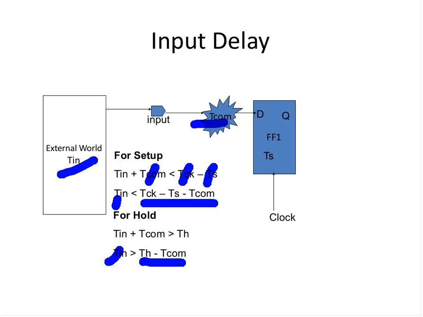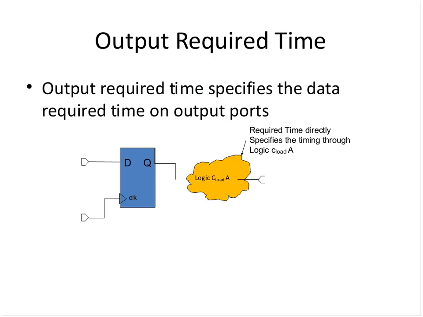Let us look at the register to output path. So something called output required time. On the input what is it? Input arrival time. On the output side it is output required time. Output required time specifies the data required time on output ports. We launch the data from the clock and required time directly specifies the timing to the external logic.